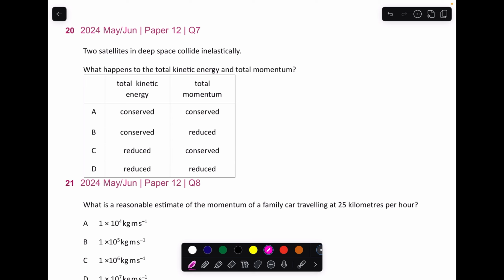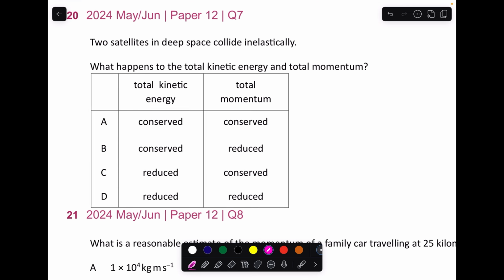Two satellites in deep space collide inelastically. What happens to the total kinetic energy and momentum? Momentum will remain conserved in all cases. Kinetic energy will not be the same, it will be reduced. So it's option C.